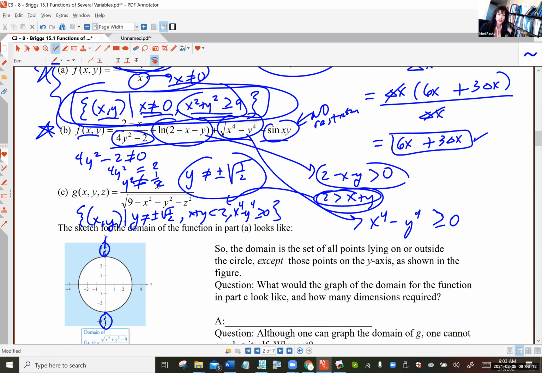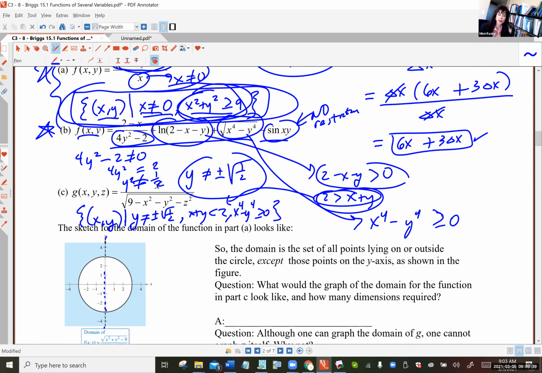That means those dotted lines mean the points can never live on the y-axis. Those are forbidden. You're not allowed to feed this function any points where there's an x coordinate of 0. So that would obviously include this too. But the reason why they're not putting a dotted line inside the circle is because the other restriction where x squared plus y squared is greater than or equal to 9.